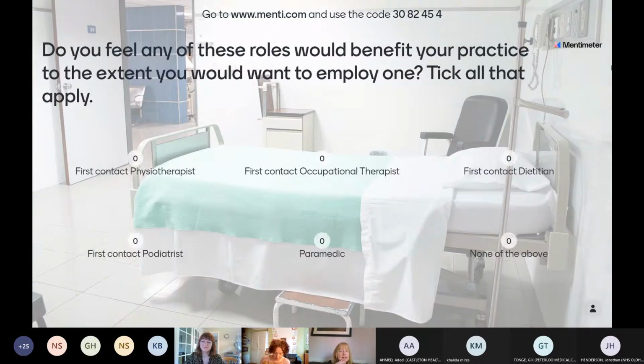Just as an icebreaker, if you look at the roles that are there, do you feel any of these roles would benefit your practice to the extent that you would want to employ one? Please tick all that apply.